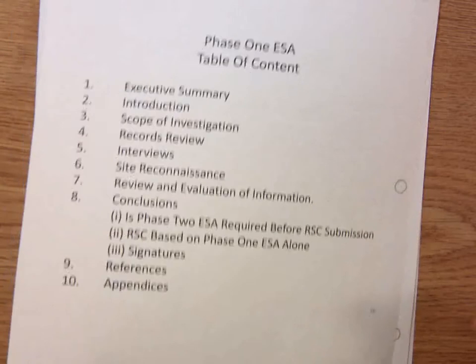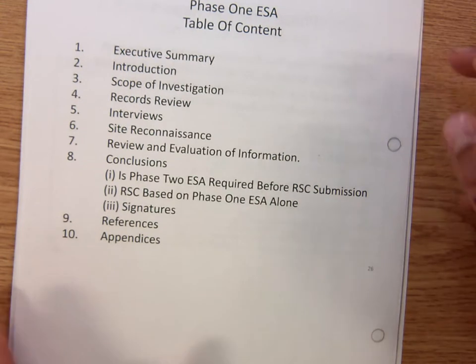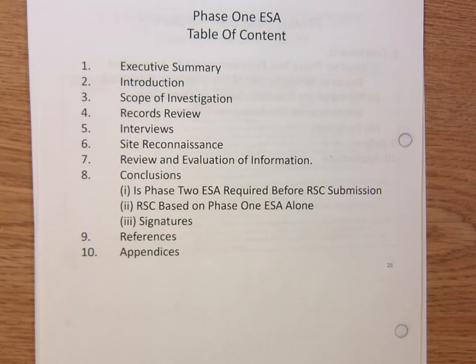Just going back to it, as you see, this is the table of contents. Page 26 concludes what should be included in a Phase 1 environmental site assessment report: executive summary, introduction, scope of investigation, record review, interviews, and so on. So this, as I said, is the Phase 1 environmental site assessment. In the next lecture, we will discuss whether or not we need to do a Phase 2 environmental site assessment, and if we need to, how we should do it, and what should be recorded and included in it.